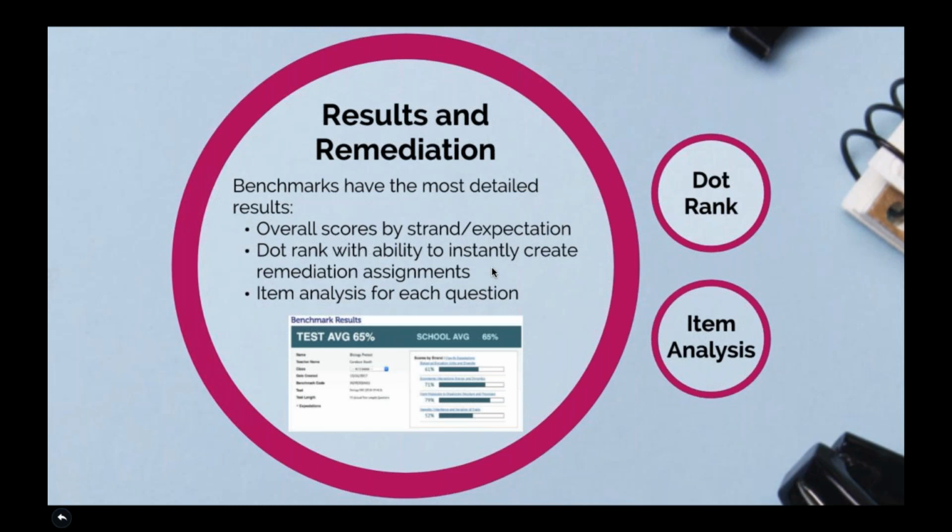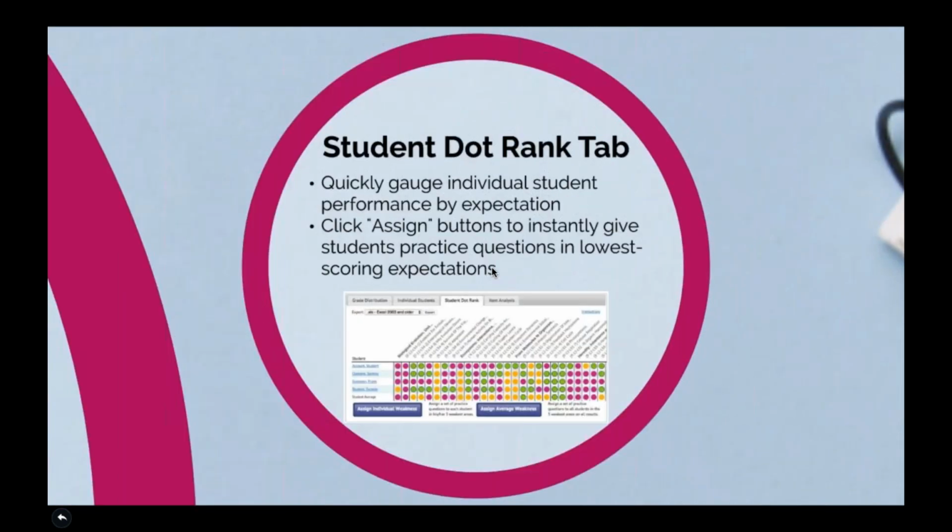And then you also have what we call the dot rank, which is a color-coded system to identify student strength and weakness areas. We have this little key here. We have the pink, the orange, and the green to represent those different levels of mastery. That is really great on a benchmark to get that quick visual. And then you also have buttons that you can use to assign practice to students in their lowest scoring expectations, to quickly create those practice assignments for students in the exact areas where they need it. And that's something that we only have currently with the benchmark. So that's why, again, the benchmark system is really valuable to be able to get this information.